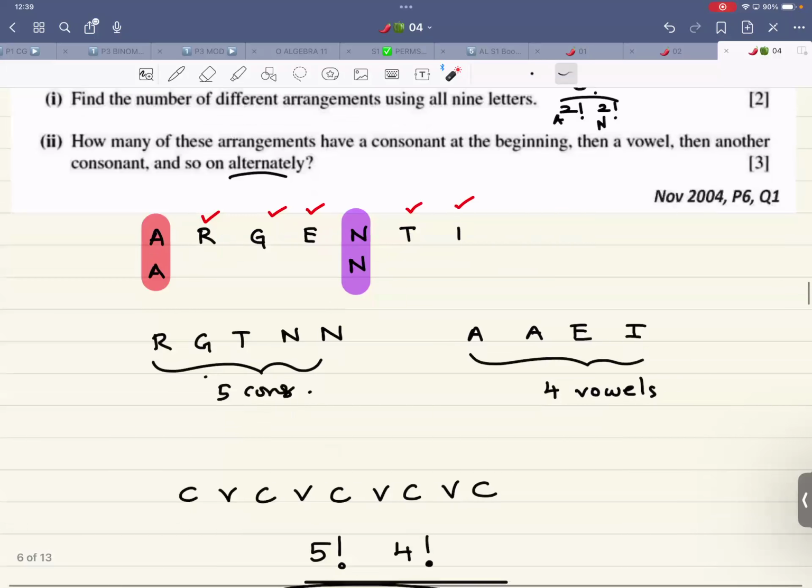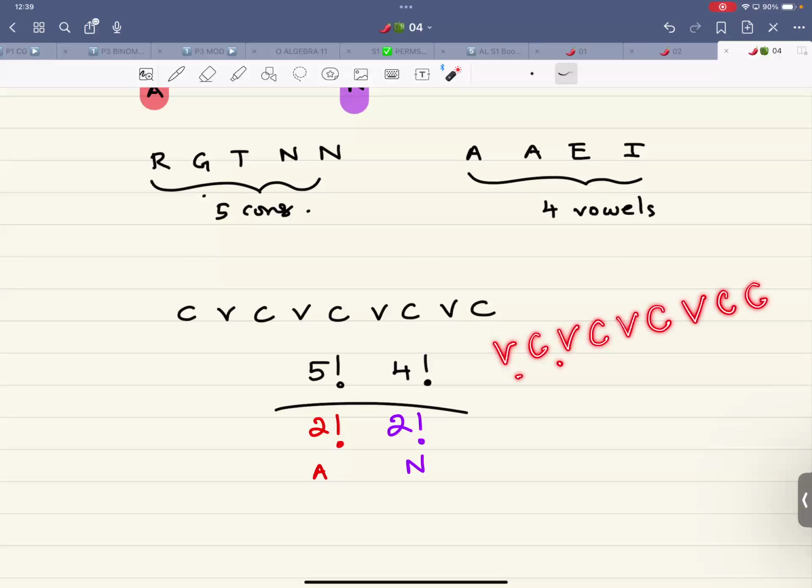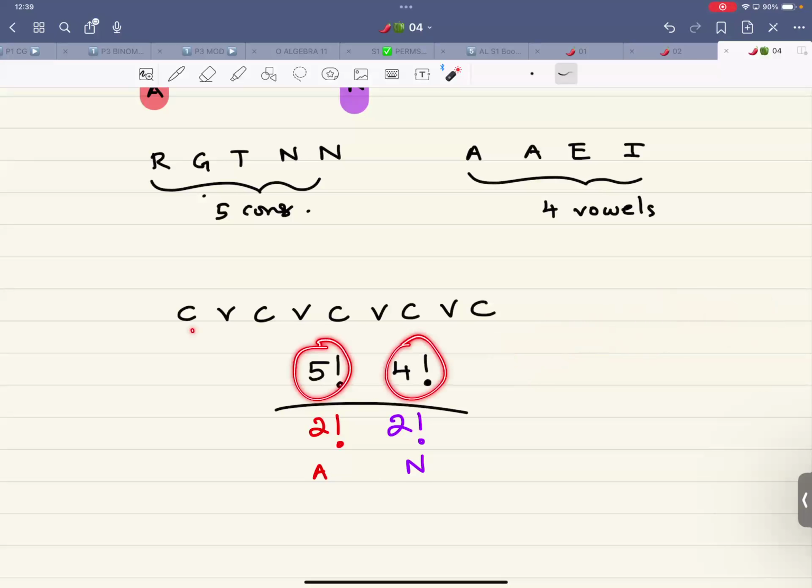So since consonant is more: consonant, vowel, consonant, vowel, consonant, vowel, consonant, vowel, consonant. If you started with vowel: vowel, consonant, vowel, consonant, vowel, consonant, vowel, consonant, consonant. 1, 2, 3, 4, and this is 1, 2, 3, 4, 5. So this won't be alternate. So now 5 factorial for the consonants, 4 factorial for the vowels, 2 factorial for the A's, 2 factorial for the N's, and divided by 9. That is the answer.